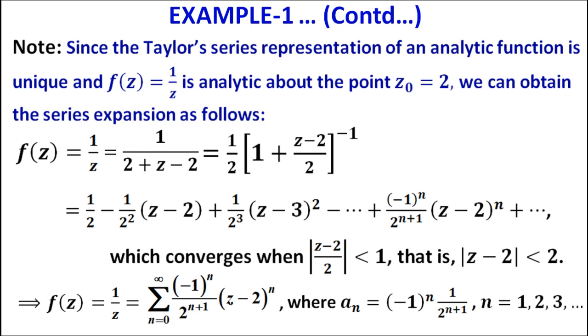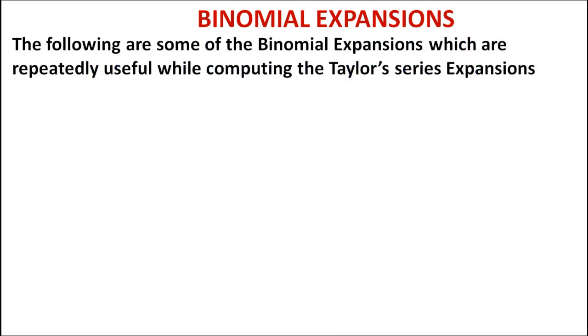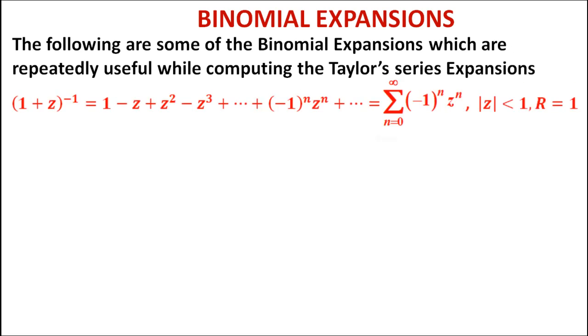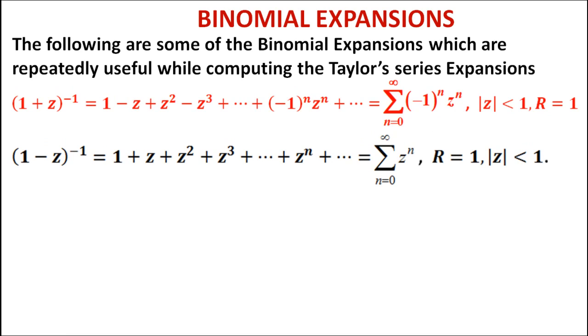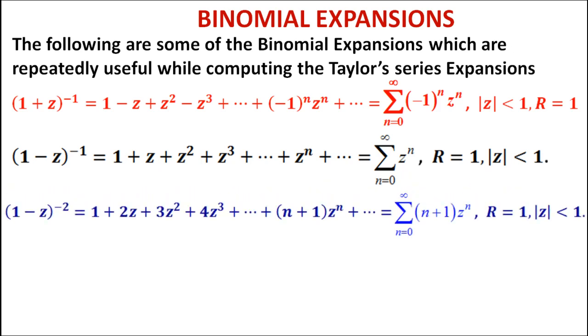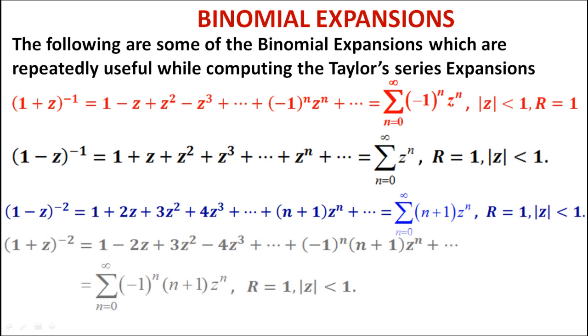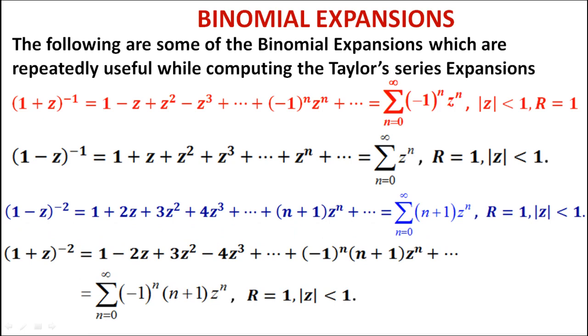Now we can recall some of the binomial expansions which are very useful in computing the Taylor series expansions. The following are some of the binomial expansions which are repeatedly useful. So (1 minus z) whole to the power of minus 1 is summation of z power n, whose radius of convergence is 1 and it is valid on mod z less than 1. Similarly, (1 minus z) whole to the power of minus 2 is summation of n plus 1 times z power n, radius of convergence is 1 and mod z is less than 1. (1 plus z) whole to the power of minus 2 is summation of (minus 1) whole power n times n plus 1 times z power n, radius of convergence is 1 and circle of convergence mod z is less than 1.